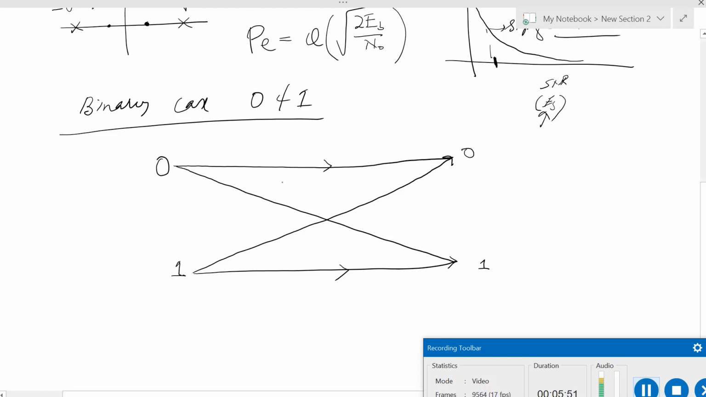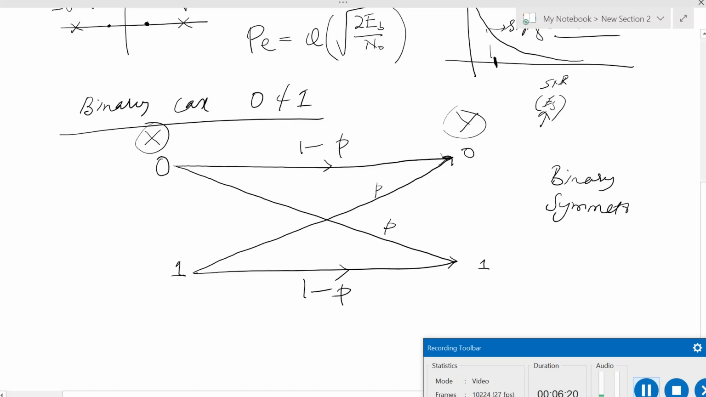Suppose the probability that 0 changes to 1 is p. Again, the probability that 1 changes to 0 is p. So the probability that 0 is not altered is 1 minus p. And the probability that 1 is transmitted as it is is 1 minus p. If you call this x and this y, this is input symbols, this is output symbols. So this channel is called a binary channel because there are only binary bits. It's called symmetric also. Why symmetric? Because the probability of 0 changing to 1 is the same as the probability of 1 changing to 0. Otherwise, you could have chosen this as P1 and P2. That is difficult to analyze. We assume it is a binary symmetric channel.